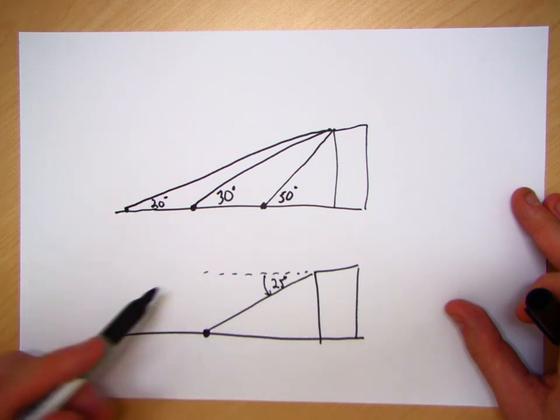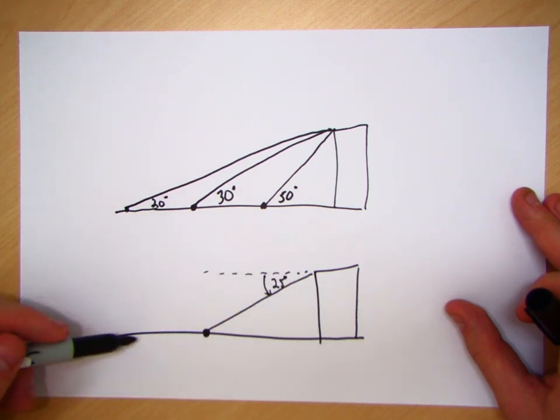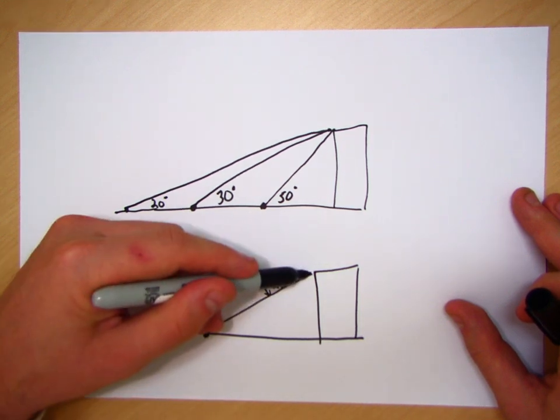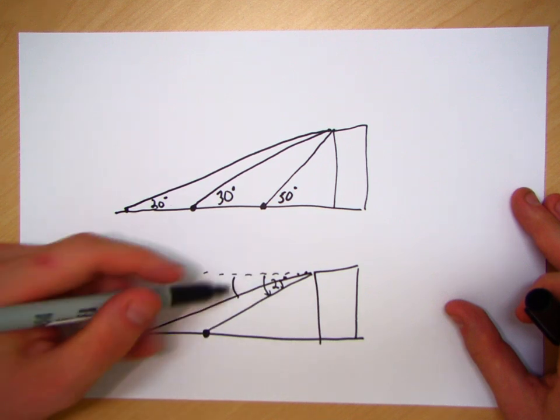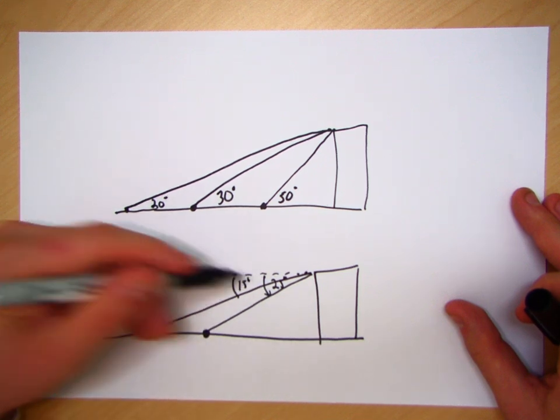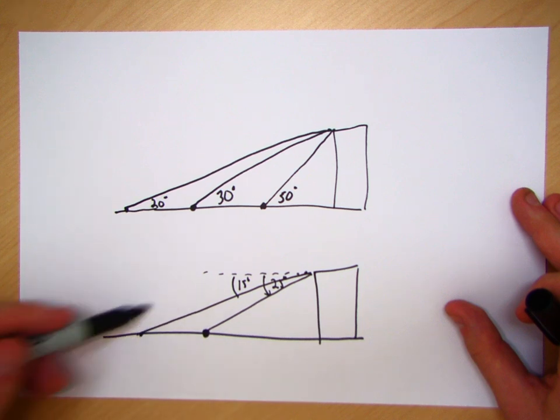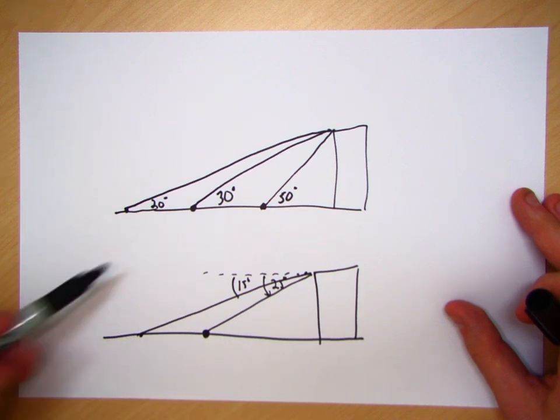Notice, first of all, that if I went further out to this one, my angle of depression, okay, it's harder to see here, but it'll be smaller. It won't be 25 anymore. Maybe now it's 15 degrees. Okay, so it'll get smaller and smaller and smaller as I get further and further out, just like this one did.